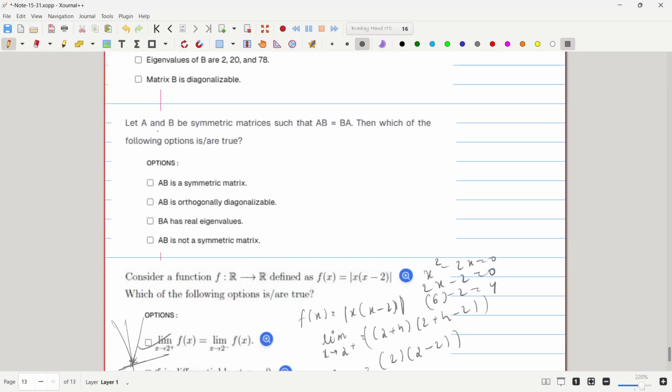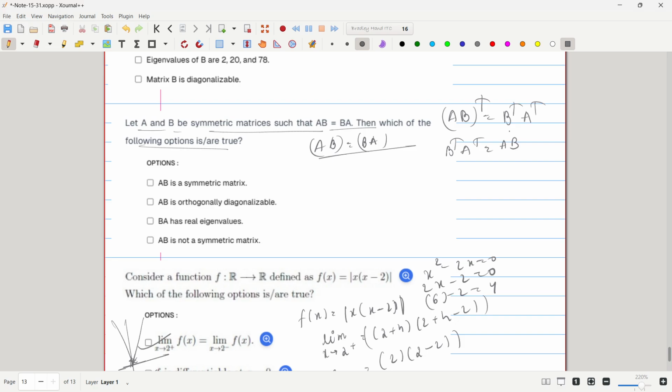Okay. Let A be a symmetric matrix. AB is symmetric and BA is also symmetric. So there is a property of a transpose matrix. Suppose you need to find the transpose of AB. This will be B transpose into A transpose. Since B transpose A transpose should be equal to A into B, okay, AB equals BA, then which of the following is true?